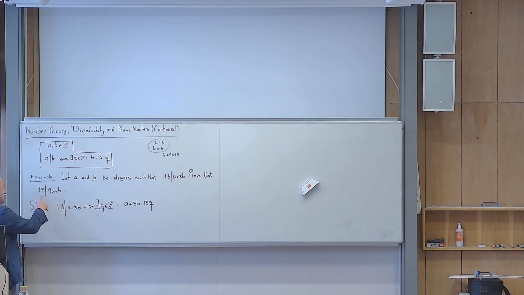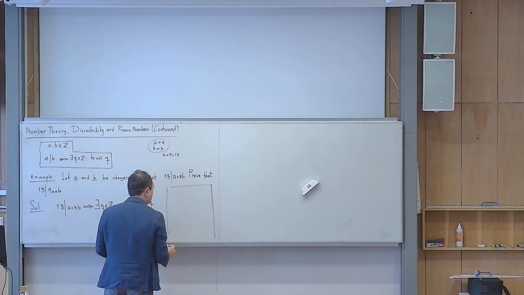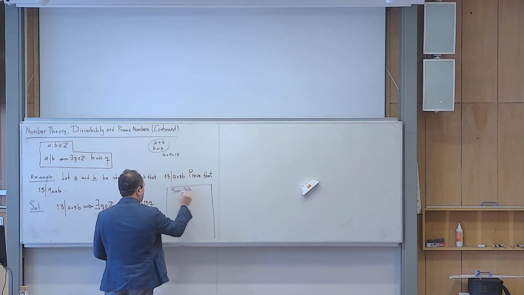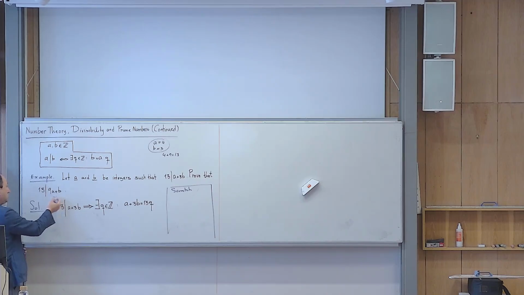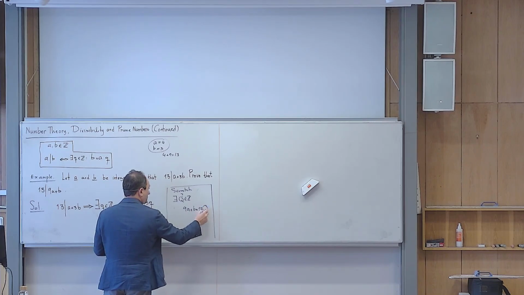But my goal is to show this is also true. Usually it is always good to go to a scratch paper and ask yourself, my goal is to prove this. To prove this, I have to confirm that there is an integer so that when I multiply it by 13, it becomes 9A plus B. In other words, is it possible to confirm that a number q in Z exists so that the right-hand side, which is 9A plus B, is equal to 13q?